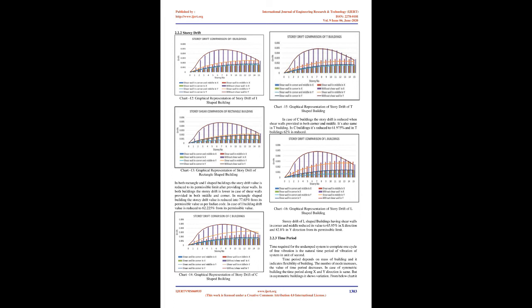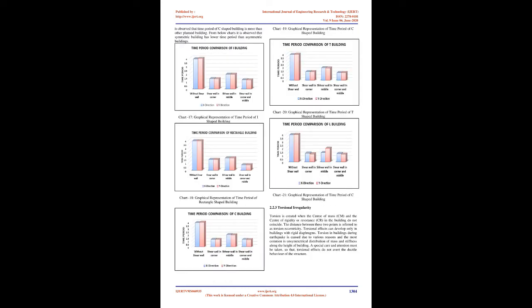2.2.3 Time period. Time required for the undamped system to complete one cycle of free vibration is the natural time period of vibration of the system, in units of seconds. Time period depends on the mass of the building and it indicates the flexibility of the building. As the number of modes increases, the value of time period decreases. In the case of a symmetric building, the time period along X and Y direction is the same. But in asymmetric buildings it shows variation.